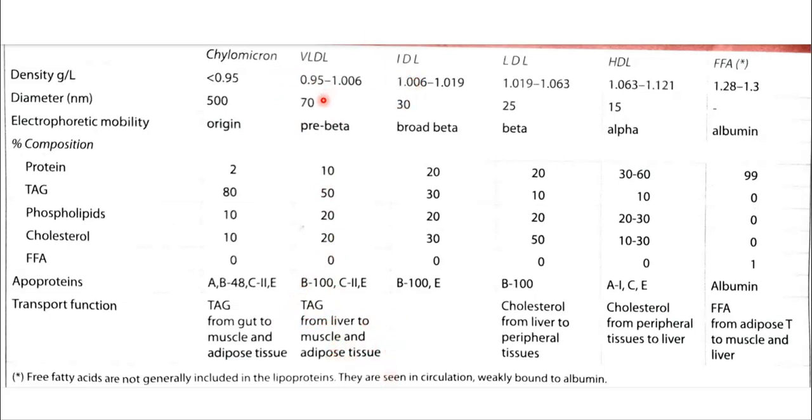IDL is derived from VLDL. They are seen in circulation, that's all. Then LDL, B100, transports cholesterol from liver to peripheral tissue. HDL transports cholesterol from peripheral tissues to liver. Then there is a small amount of free fatty acid, from adipose tissue to muscle and liver. Free fatty acids are not generally included in lipoproteins. They are seen in circulation, weakly bound to albumin.